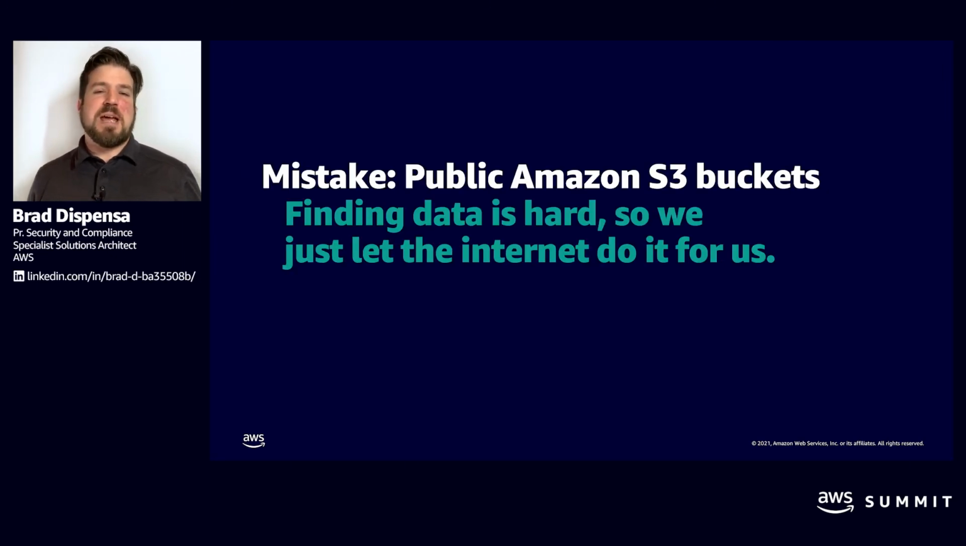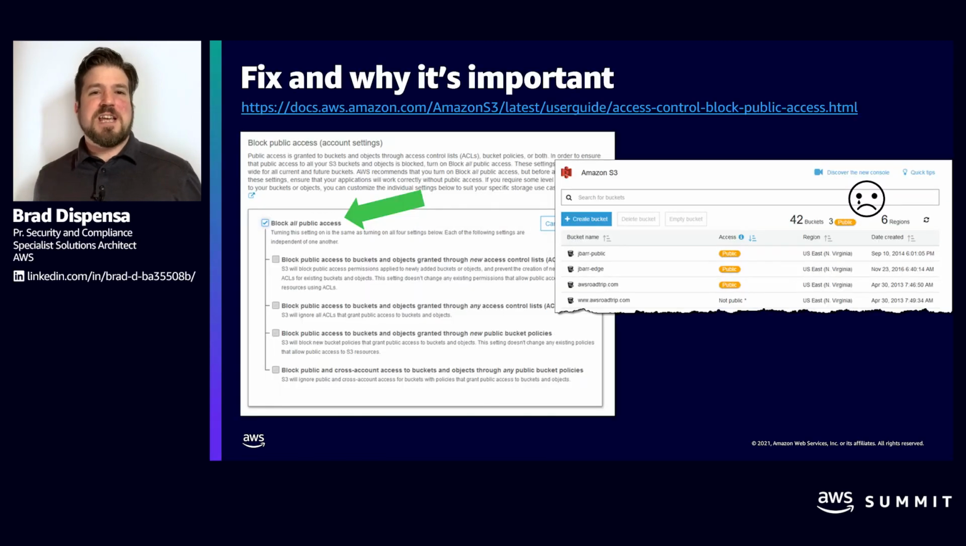The next is Amazon S3. The mistake is public Amazon S3 buckets. Finding data is hard, so we just let the internet do it for us. In this case, we want to make sure that we always deny public access for S3 buckets. At this point, there are very few reasons to have public access on S3 buckets, including for hosting static web content. You can actually, through CloudFront, create an origin that will allow you to feed directly from CloudFront without having to do a public bucket. There's still a lot of legacy existing blogs and articles that tell customers to use public access for S3. I want to tell you now with high confidence, you do not need to do that. You do not need public S3 access.